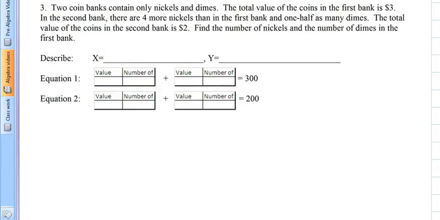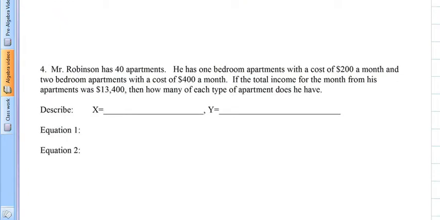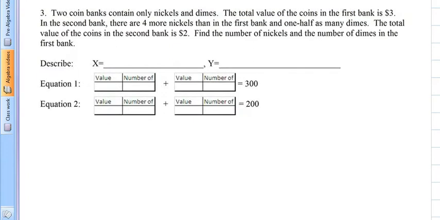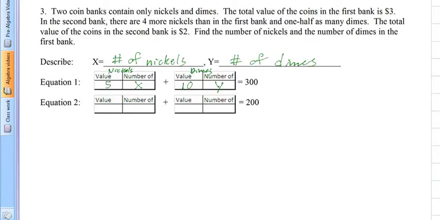There's a dimes and nickels one, and then there's a 1-bedroom, 2-bedroom apartment one. So give these 2 a shot, and then I will try them. Why don't we do number 3 first, and then I'll show you the answer, and then try number 4. So hit pause now. So that's what you should have so far.